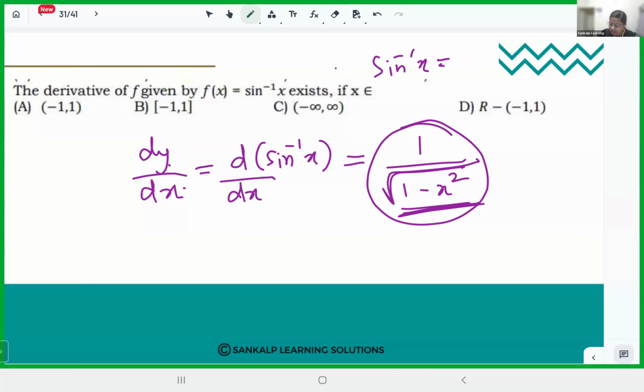And we know that for a rational function to be defined, the denominator should never be equal to 0. Which means this root of 1 minus x square should not be equal to 0. Okay, so we know the domain of sine inverse x.